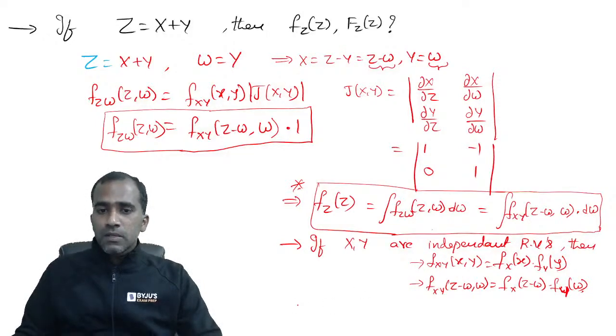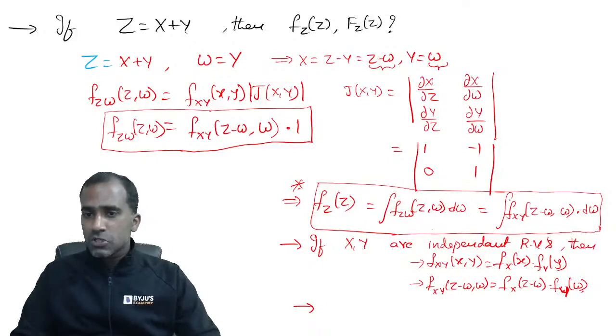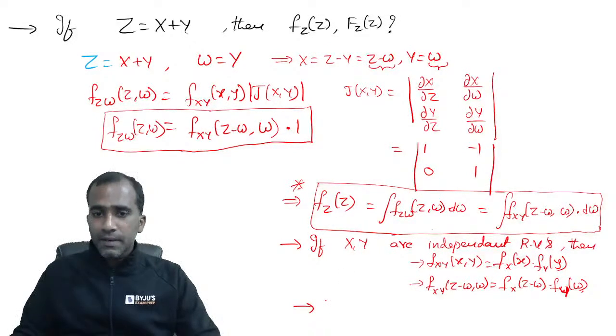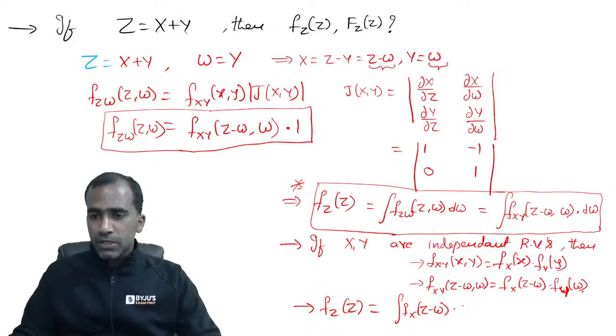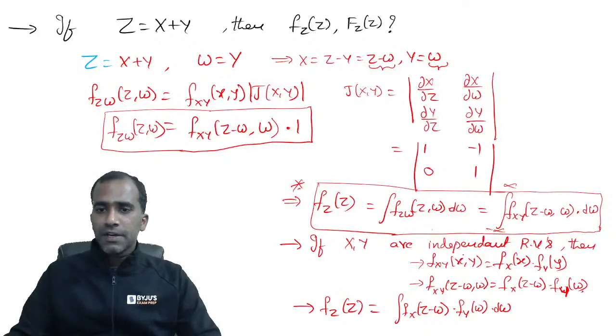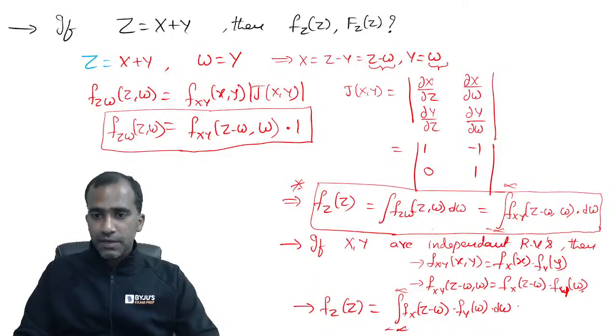So if no independence relation is given, then you can stop at this place. But if independence is given, you can write fz of z as the integration of fx of z minus w into fy of w dw, and you can take the limits from minus infinity to plus infinity. There is nothing wrong in taking limits from minus infinity to plus infinity.